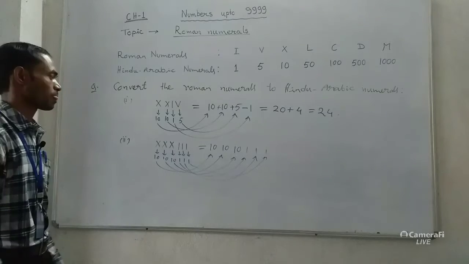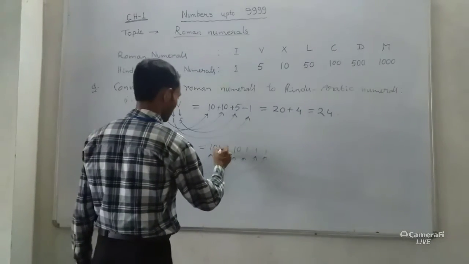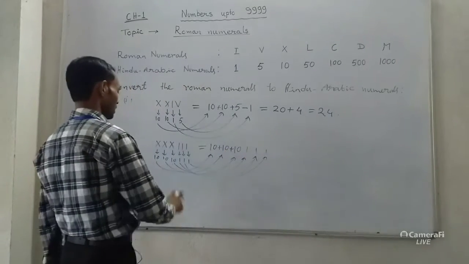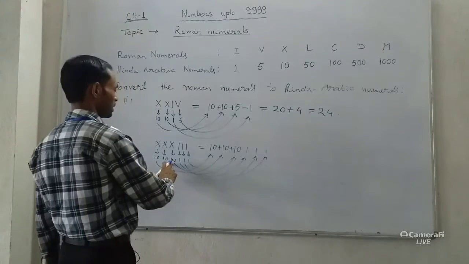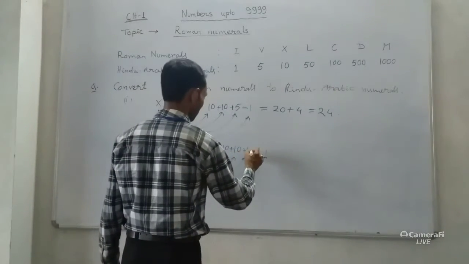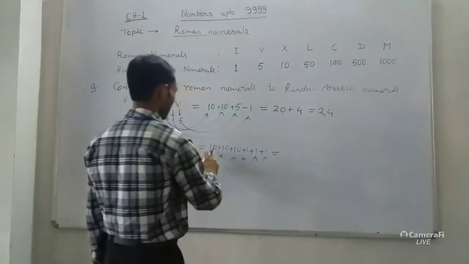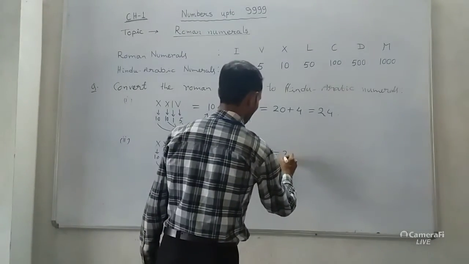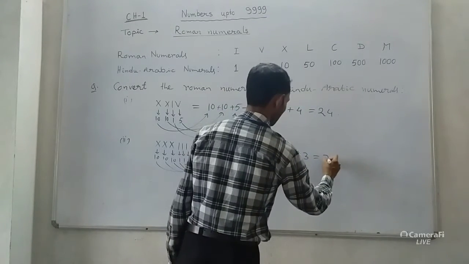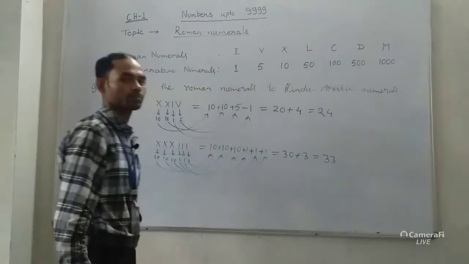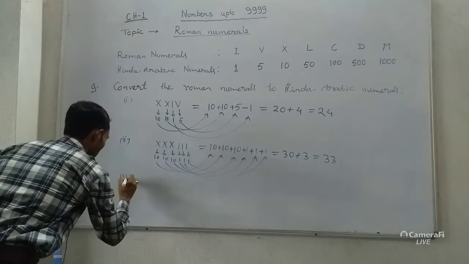Now put the symbol according to the rule: 10 after 10 after 10, so 10 plus 10 plus 10. Then after 10 there is 1 and 1 is written on the right side of 10, so there will be addition successively for the 3 ones. So we get 10 plus 10 plus 10, 30, plus 1 plus 1 plus 1, 3. So we get this 33. Let us take another example, the third number.